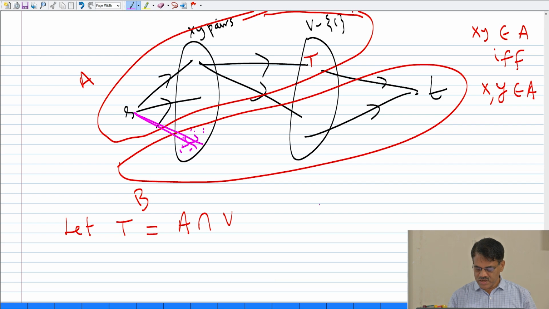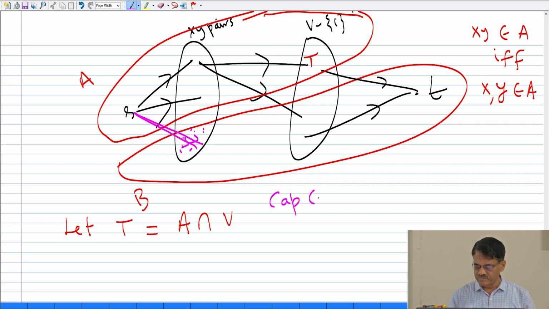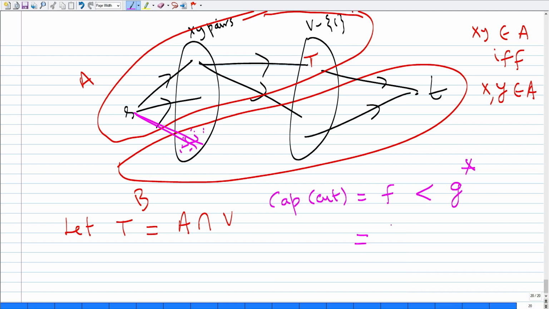What did we assume as the cut capacity? The capacity of the cut is equal to F, and we know that it is less than G star, and this is equal to the summation of G x y, because these edges have capacity G x y. What can you say about these x y pairs?